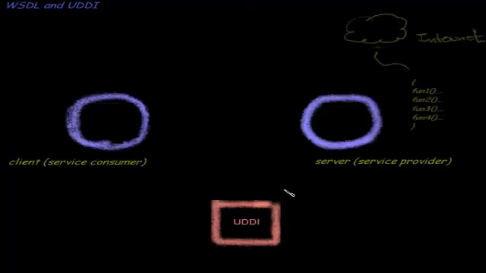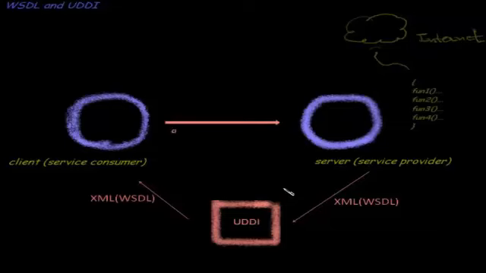To derive the conclusion, this is what we saw. The service provider will provide the WSDL file to UDDI. The client will get this file from UDDI, and then with the help of WSDL, the client is able to access the web service.